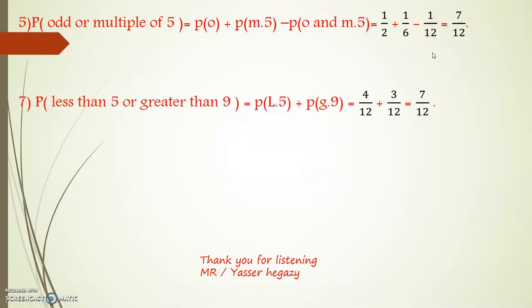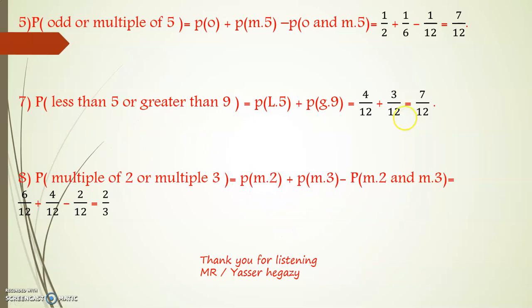Number 6, probability of a number less than 5 or greater than 9. There is no common event between numbers less than 5 and numbers greater than 9. The probability of numbers less than 5: just 4 numbers, 4, 3, 2 and 1, plus the probability of greater than 9, which are 10, 11 and 12, so 3. So 4 out of 12 plus 3 out of 12 equals 7 out of 12.